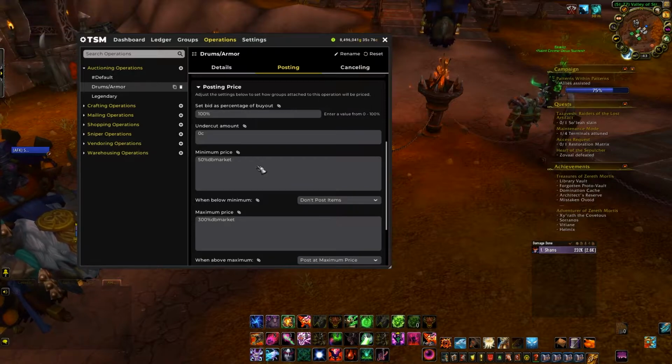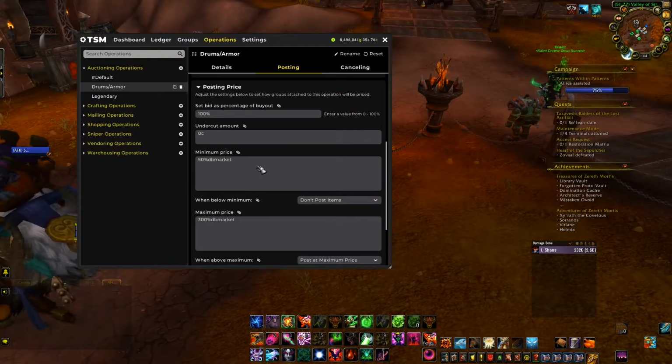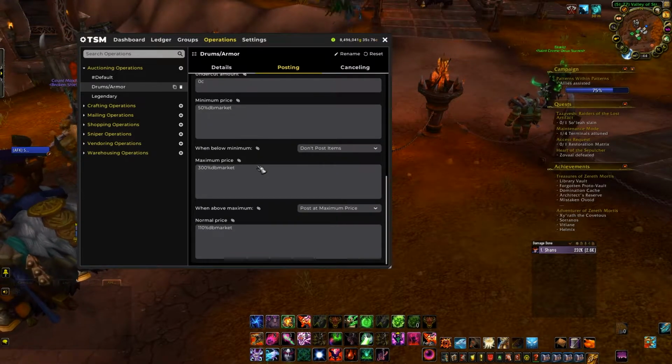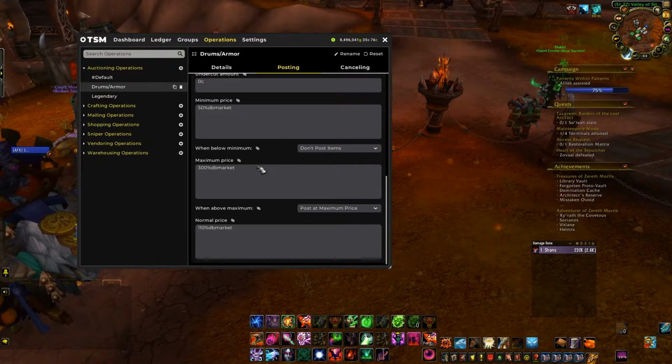It's always going to be that. But I think 50% DB market makes sense. And I use that with the maximum price. Now, a lot of people are like, well, wait a second. Why are you putting a maximum price on it? Don't you just want to sell it for as much as possible? Well, sure. I want to sell everything for as much as possible. But does everybody want to buy it for that amount is the real question. So this is important for situations where the market is overvaluing items.